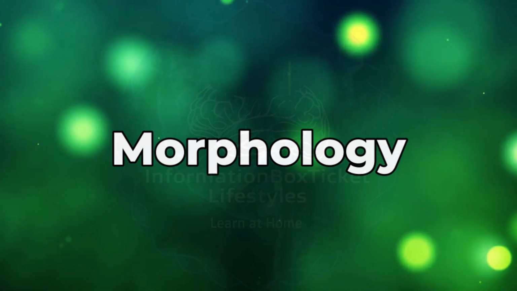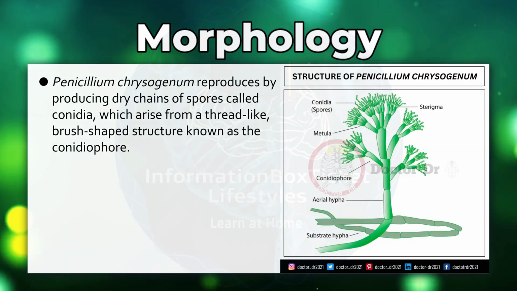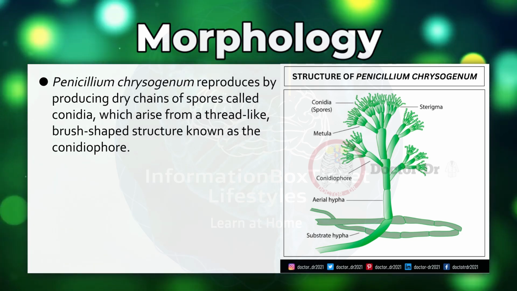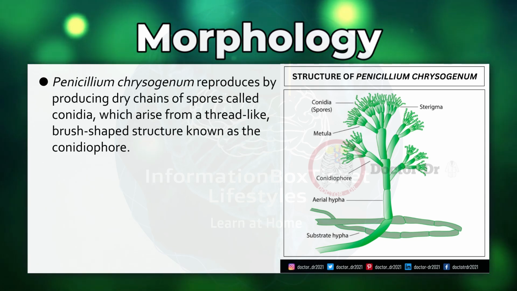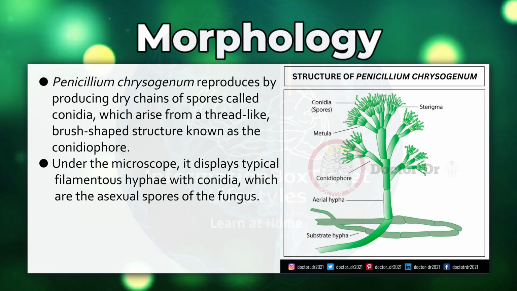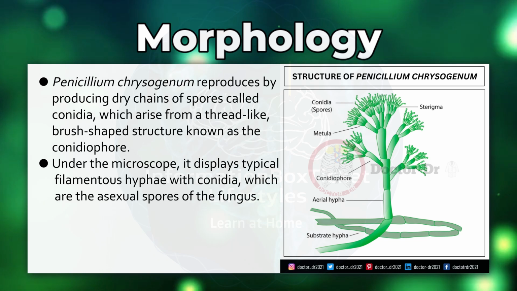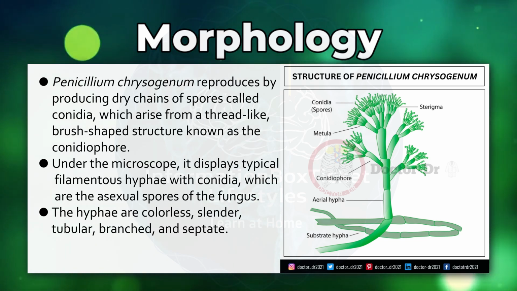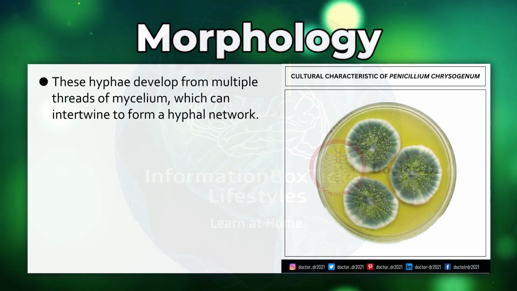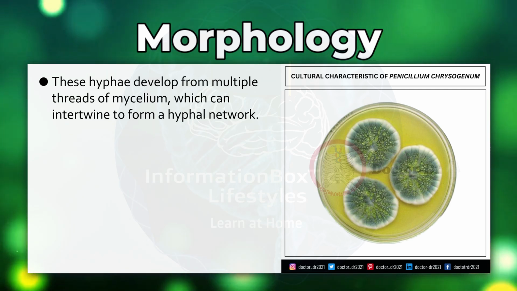Morphology of Penicillium chrysogenum. Penicillium chrysogenum reproduces by producing dry chains of spores called conidia, which arise from a thread-like, brush-shaped structure known as the conidiophore. Under the microscope, it displays typical filamentous hyphae with conidia, which are the asexual spores of the fungus. The hyphae are colorless, slender, tubular, branched, and septate. These hyphae develop from multiple threads of mycelium, which can intertwine to form a hyphal network.